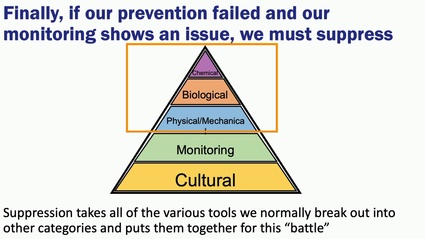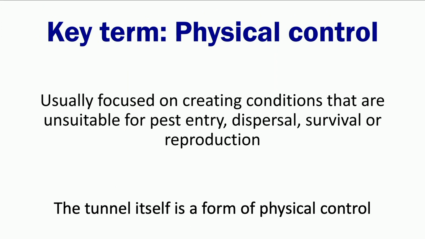So suppression includes all of those other things that we talked about earlier: physical and mechanical control, biological control, chemical control. All of these are the tools that we use to kind of help win the battle, so to speak. And when we look at these, I think these are pretty classic. Most people can conceptualize them, but I do want to talk about some of them in more detail.